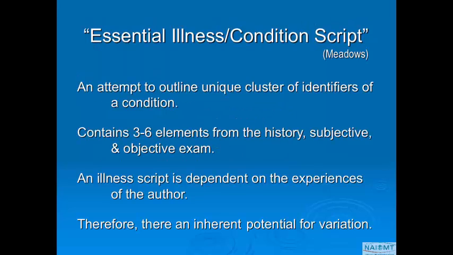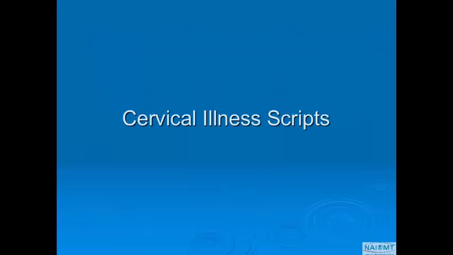The essential illness script, a term I believe first coined by Jim Meadows, is an attempt to outline a unique cluster of identifiers for a condition. Ideally 3 to 6 elements from the history and subjective and objective exams. An illness script is dependent upon the experiences of the author.